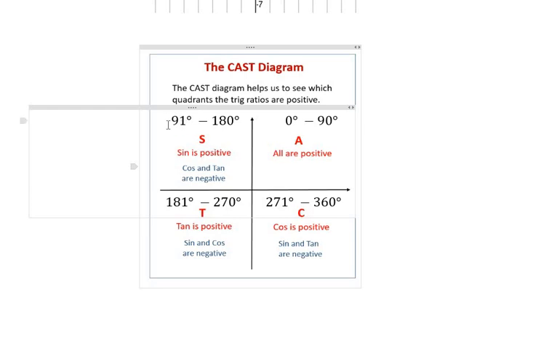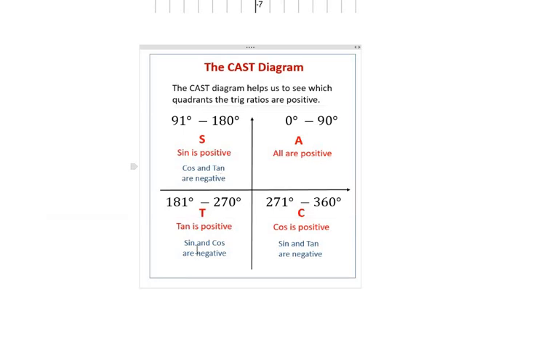Now let's move to the second quadrant. It means from 91 degree to 180 degree. If you punch it to be sine, say sine 91, sine 120, sine 150, all are in between 91 degree to 180 degree. If you punch it to be sine, it's going to give you positive. But in between this 91 and 180, if you punch cos or tan, it's going to give you negative. That is what it means.